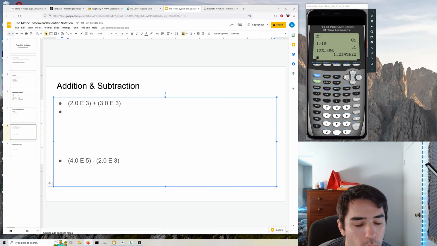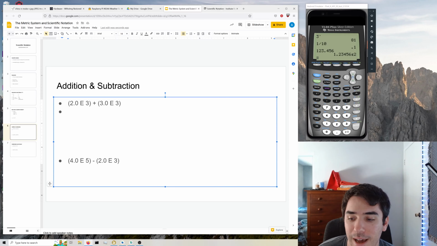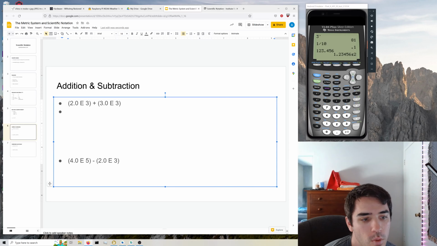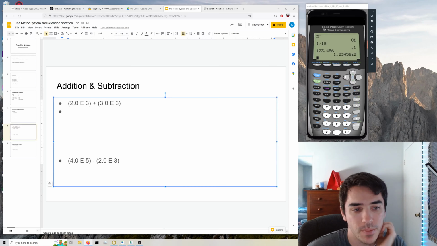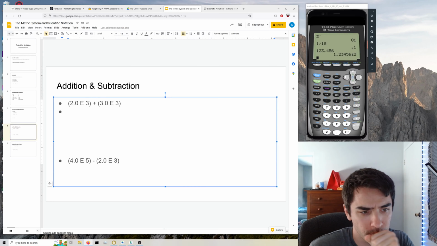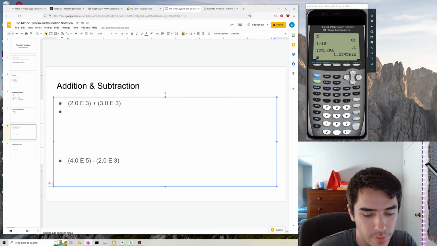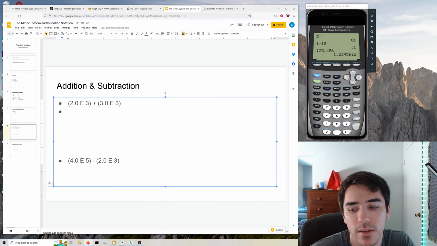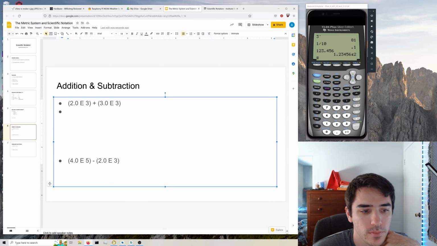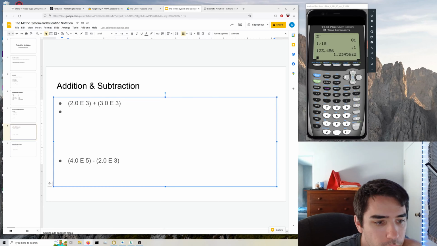(2e3). Oh, and if you're in a math class, they don't want you to write E. That's just what's shown on the calculator. But just for my purposes, it makes sense to write E because it's quicker. If you're answering a question on a test, don't write E, write times 10 to the exponent. So 2e3 plus 3e3.